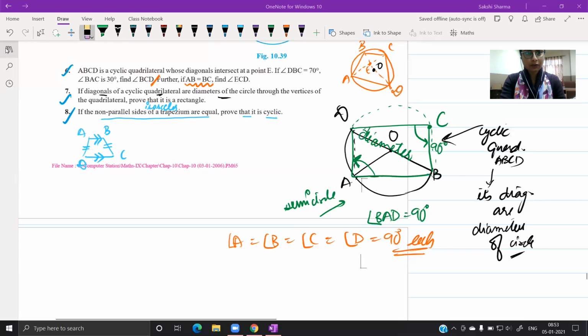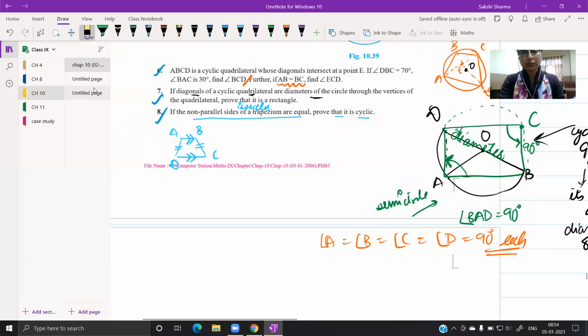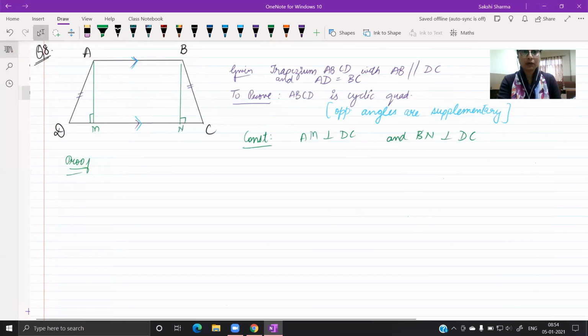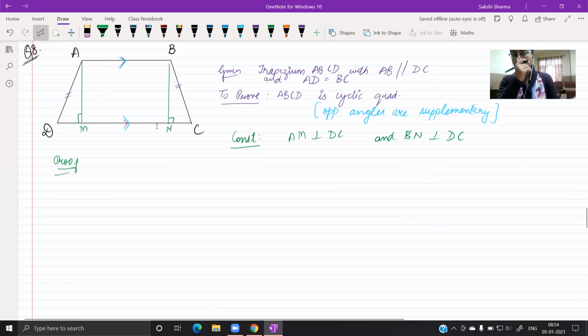Let's write down the answer for this. The proof is similar to the question we did in 8.1, the last question, where you had to prove that the diagonals of an isosceles trapezium are equal. So you'll be constructing perpendiculars, drawing perpendiculars from the endpoints of one side to the opposite parallel side.